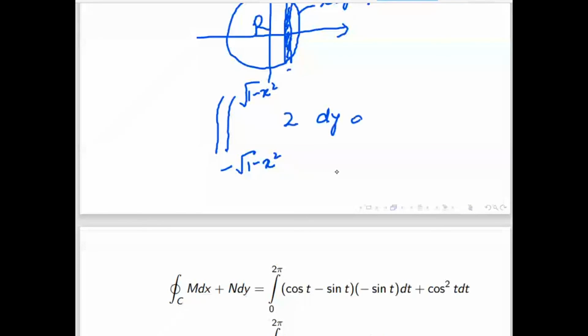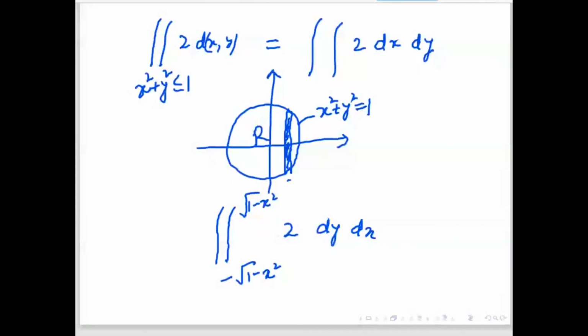And then what will be the limit of x? x is from where to where? This whole circle will cover. This is minus 1 and this is plus 1. So x is from minus 1 to plus 1. If you integrate, you will get the same answer, 2 pi. This is the one way.